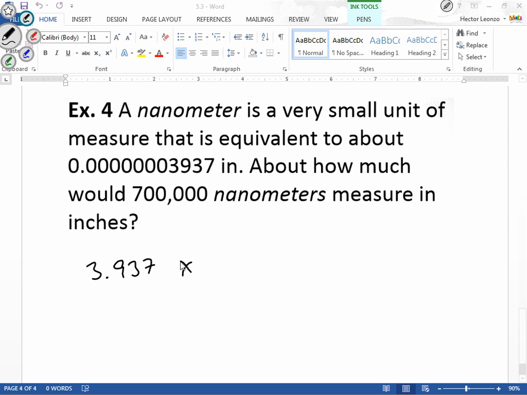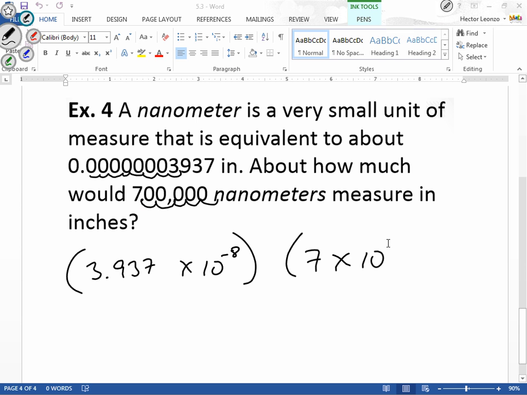I'm going to do 3.937 times 10 to, I notice I will have to go 1, 2, 3, 4, 5, 6, 7, and 8. I need to move it 8 to the left. That's my nanometer number. Now, 700,000, I'm going to write that as 7 times 10 to, now here, notice I'm moving to the right, so I'm moving it to the right 5 times, so I'm going to do positive 5.